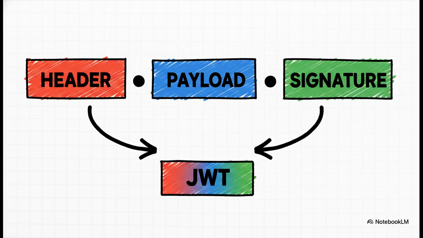The header is just some metadata, like, hey, I'm a JWT, and what algorithm was used to sign me. The payload, that's the good stuff, the user data. And the signature, well, that's what keeps everything honest. Let's zoom in on these a bit more.